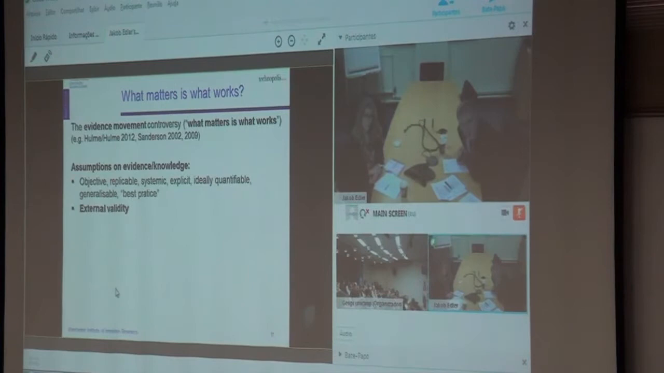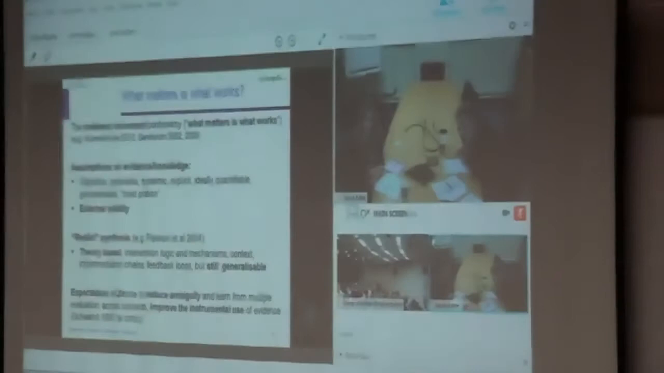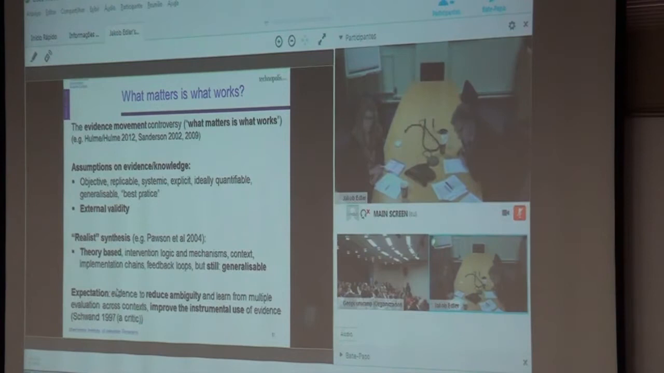We then have a bit of a softening of that approach, where theory comes in, where we say, well, in order to understand the effects of an intervention, we can't only look at some kind of outcome and output that we identify and quantify. We have to understand the way in which that output and outcome is actually achieved, and that's what theory-based evaluation means. So we have intervention logic, and we have a clear mechanism understanding of how the intervention affects certain components, and how the change of behavior of those components then affects immediate outputs, intermediary outcomes, and final outcomes and impact. So we have implementation chains. But it still is generalizable.